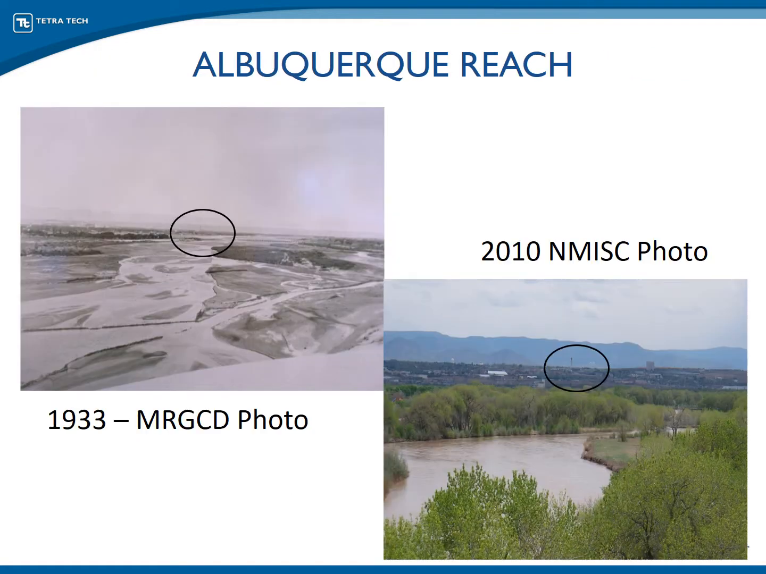Okay, here's an example of this. A couple of photos from MRGCD and ISC from the same location. 1933, and the tie point is the airport tower in here. You see what it looked like in the 30s before we engineered it, and what it looks like today.